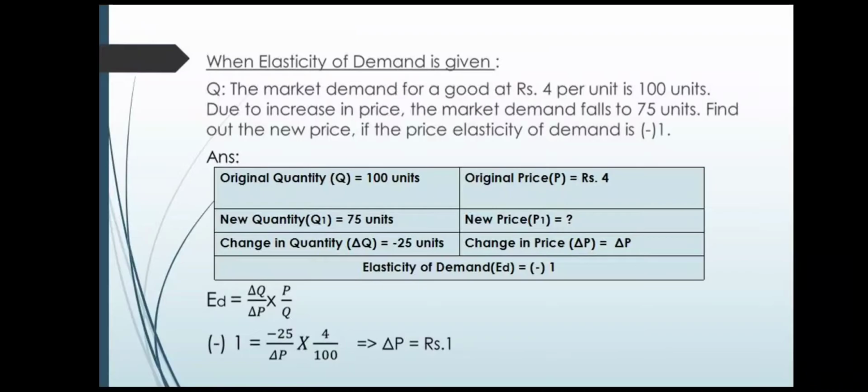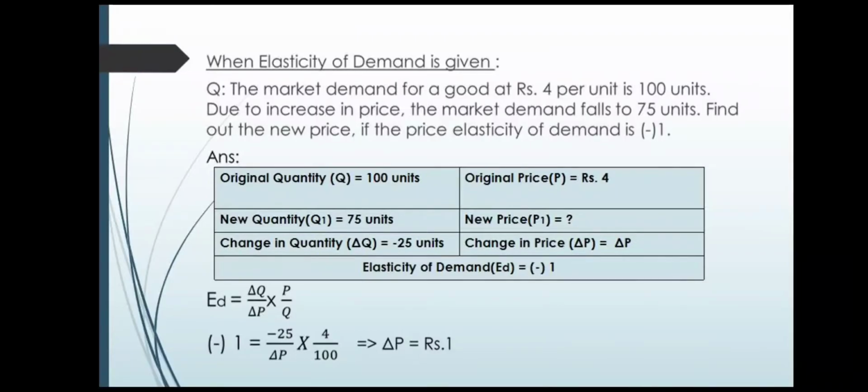So over here we need to calculate the new price. So we will make a similar table and we will write down whatever is available in this question. Original quantity is given, that is 100 units. New quantity is 75 units, and since there is a decrease of 25 units, so change in quantity is equal to minus 25 units. Original price is given as rupees 4, new price is not given, and as a result we cannot calculate the change in price. Elasticity of demand is there and it is -1.